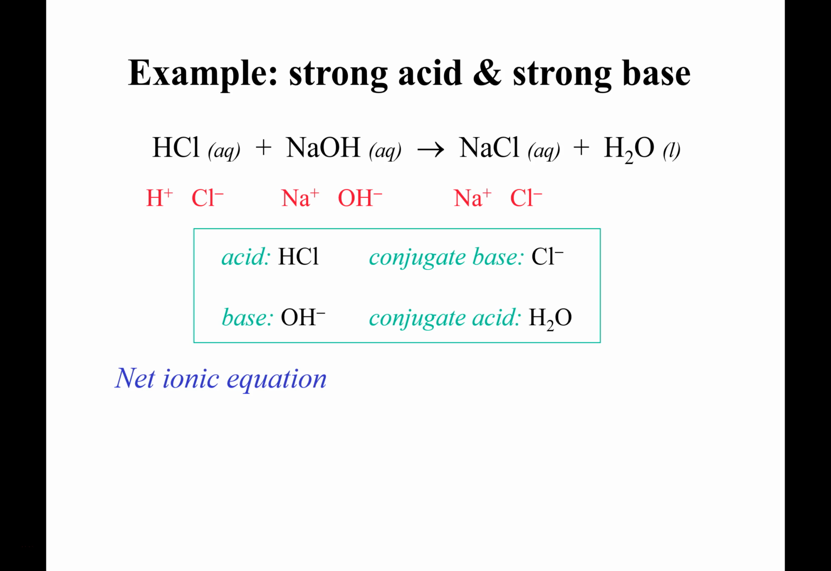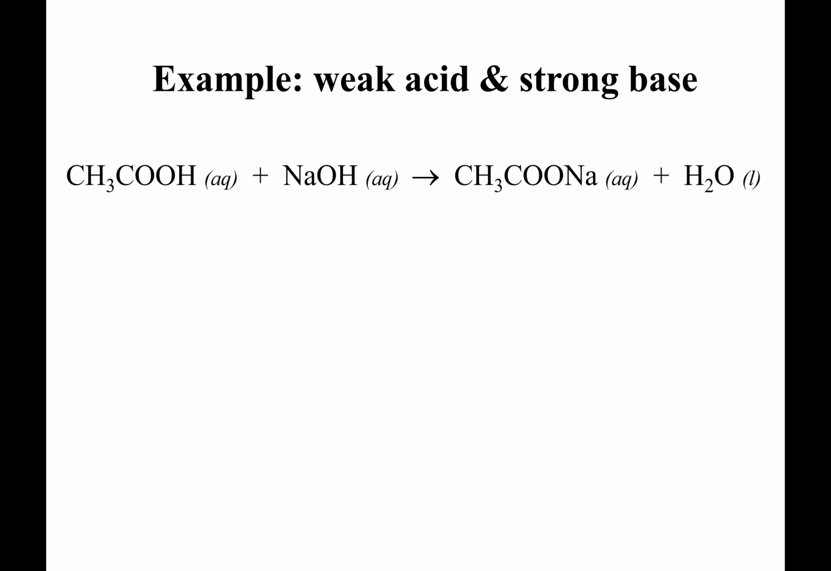We could go ahead and knock out things that appear on both sides. Looks like sodium and the chloride ion can both go away. In that case, it just boils down to H plus and OH minus goes to form H2O. That was strong acid, strong base. What about a weak acid, strong base? A good example of a weak acid is acetic acid, CH3COOH, reacting with a strong base, NaOH.